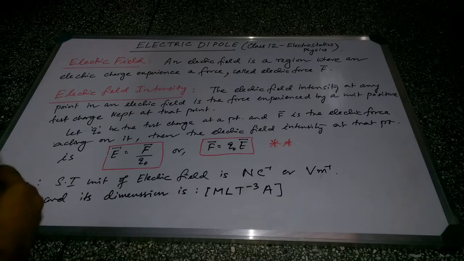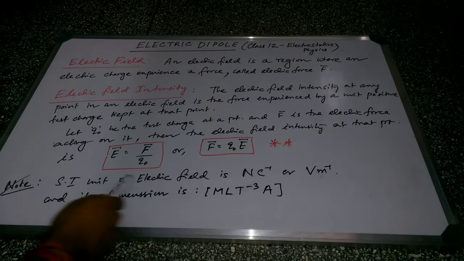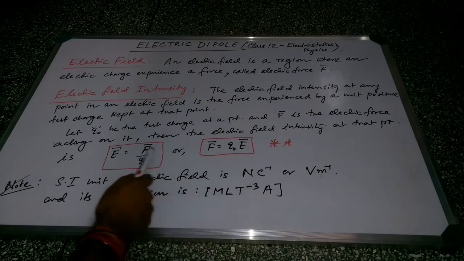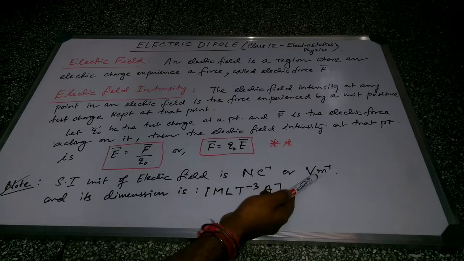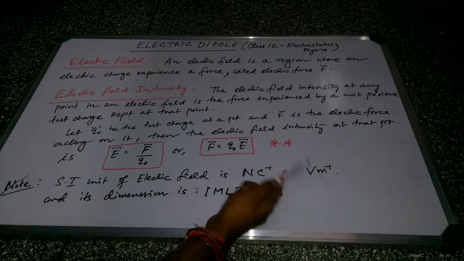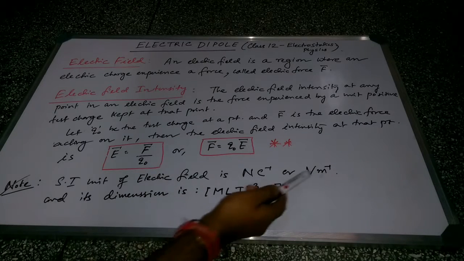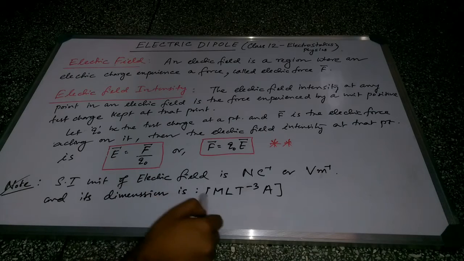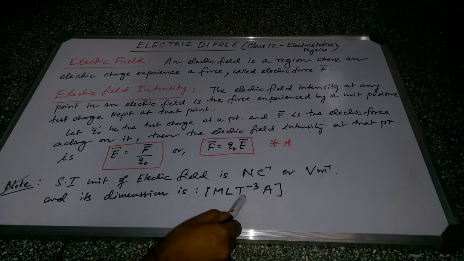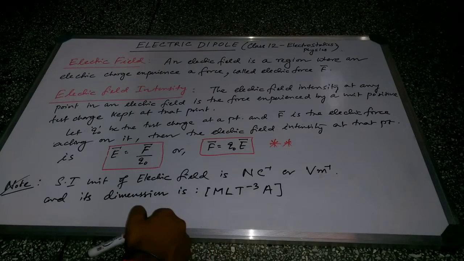Note, the SI unit of electric field is Newton per Coulomb, or volt per meter. This comes from the expression of potential. The electric field intensity has the dimension M L T to the power minus 3 A to the power minus 1, ampere. So this is the dimension, you can work this out.